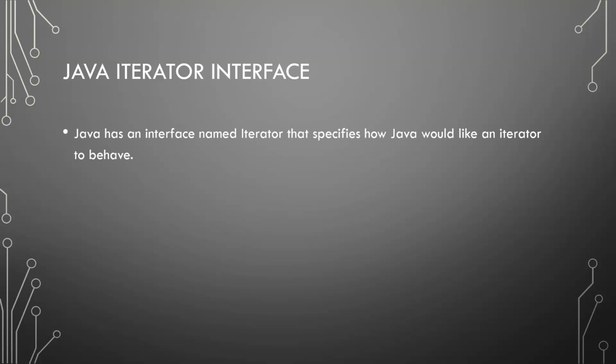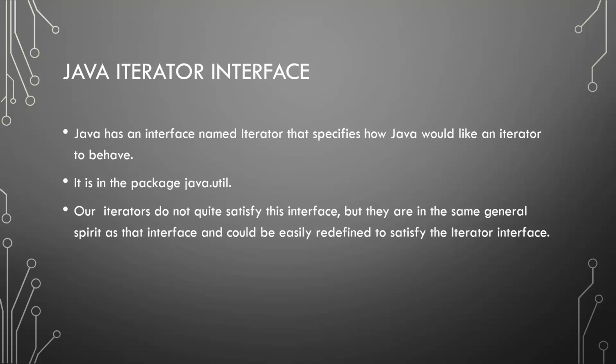Now, one thing I want to point out is that Java actually has an interface named Iterator that specifies how Java would like an iterator to behave. So actually, there is already an existing interface for this. You technically don't have to. However, when we look at this interface that exists within java.util, the one thing you'll notice is that our iterators that we're creating right now don't quite satisfy the requirements for the interface to truly be part of it. But for the purposes of our learning here, they're in the same general spirit as that interface and could easily be redefined to satisfy the Iterator interface. So you could do a little bit of tweaking, a little modification, it could happen.